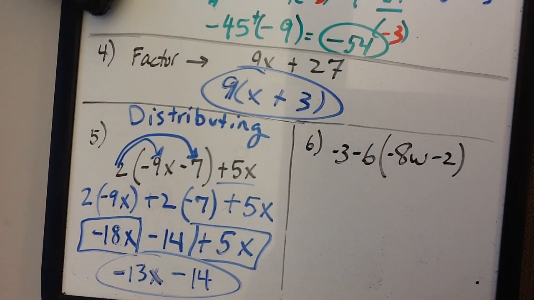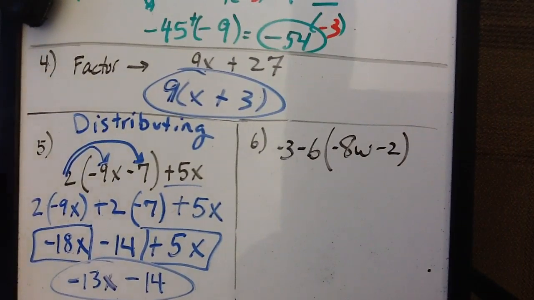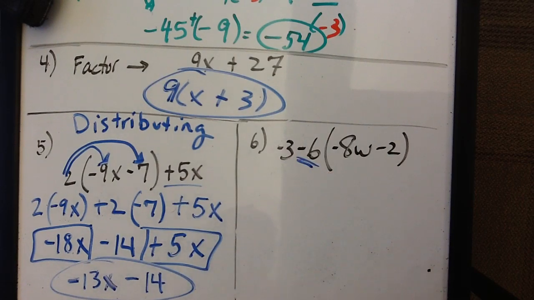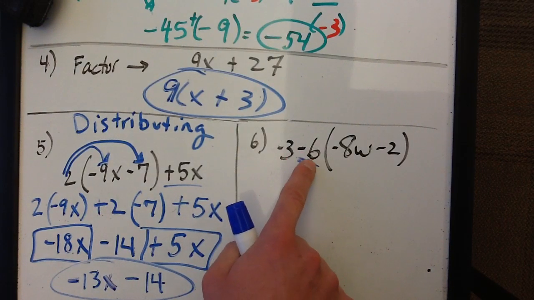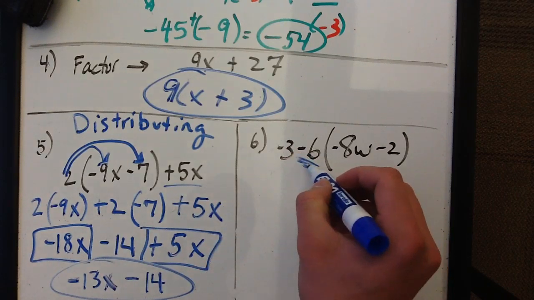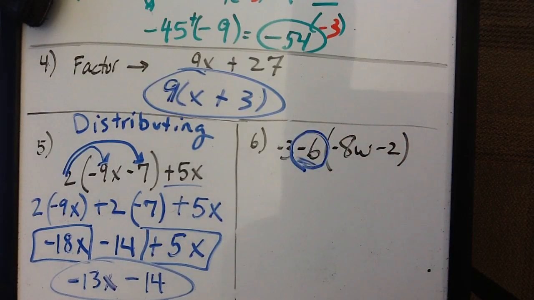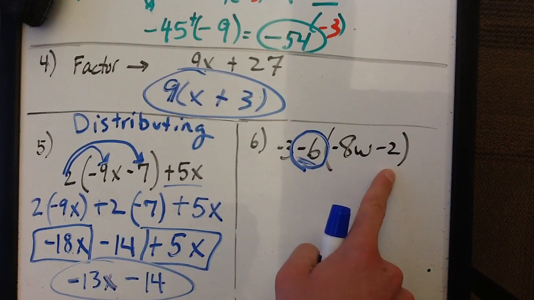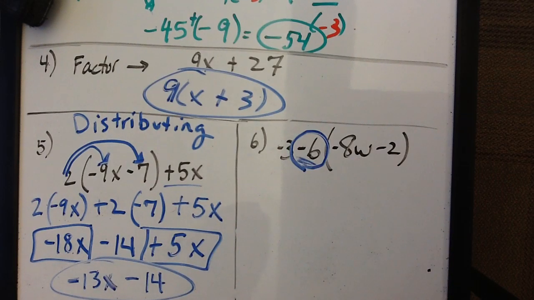That's the simplified expression. Number 6, I have negative 3 minus 6 times negative 8w minus 2. You see how this negative 6 is written right next to the parentheses? That signals multiplication. You need to distribute. It doesn't say plus 6. It says minus 6. So the number you're distributing is a negative 6. You are multiplying negative 6 times that term and that term. And these terms are both negative.